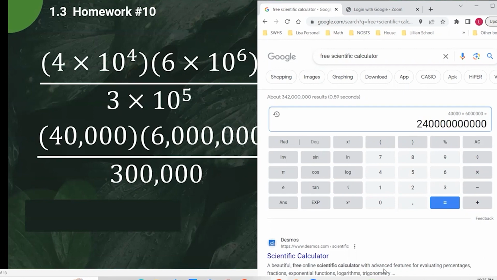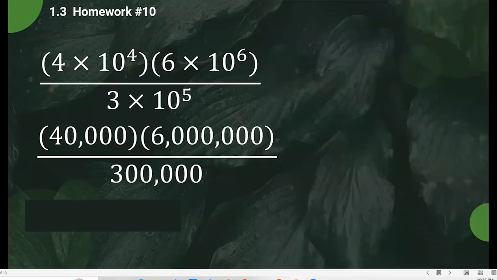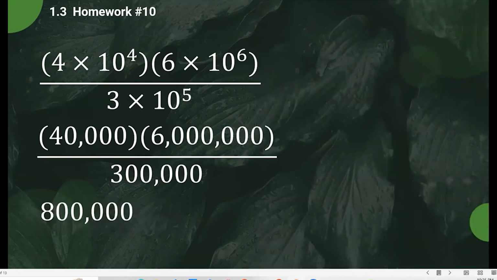Now I am going to hit divided by the denominator, which is 3 with 5 zeros, 1, 2, 3, 4, 5. And then I'm going to hit enter, and you get this 8 with 5 zeros. Okay, you get 800,000. All right, that is your answer, 800,000.